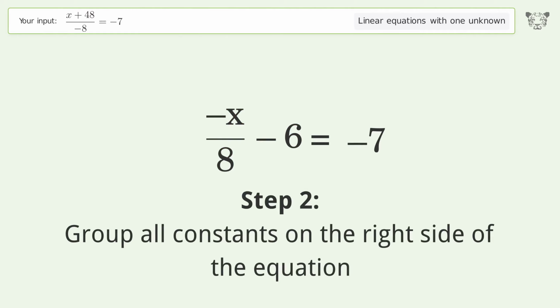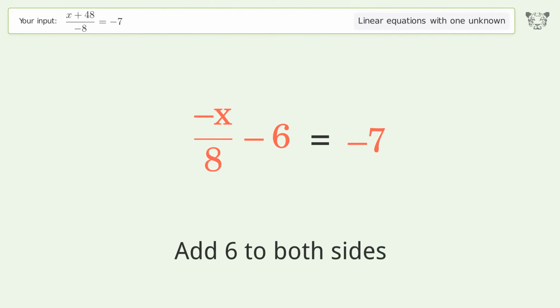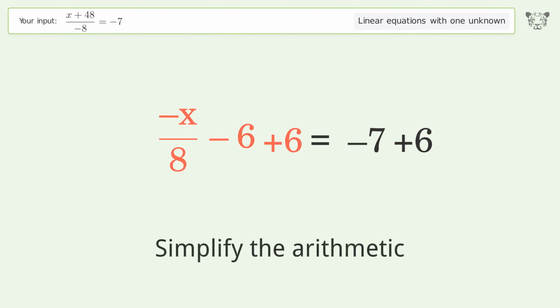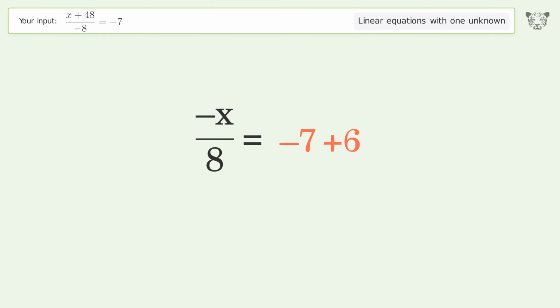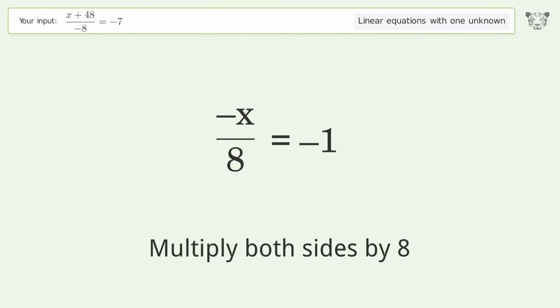Group all constants on the right side of the equation. Add 6 to both sides. Simplify the arithmetic. Isolate the y. Multiply both sides by 8.